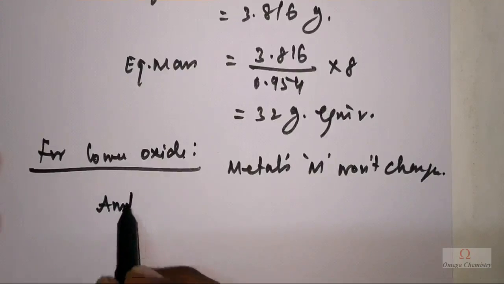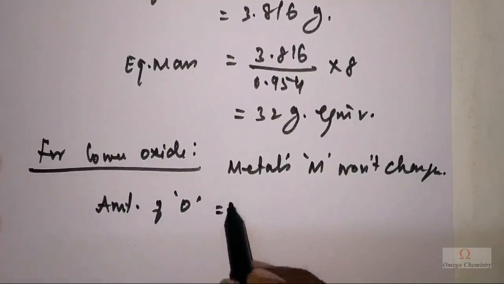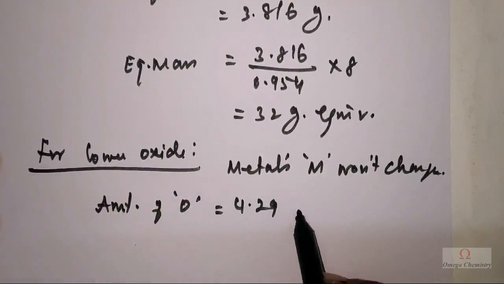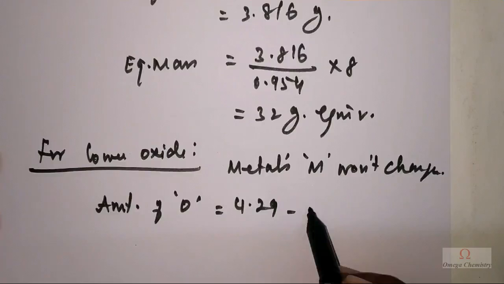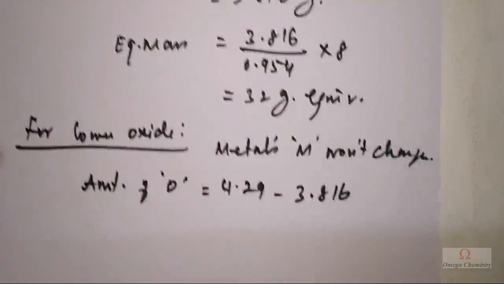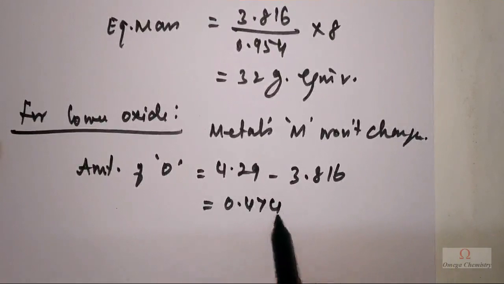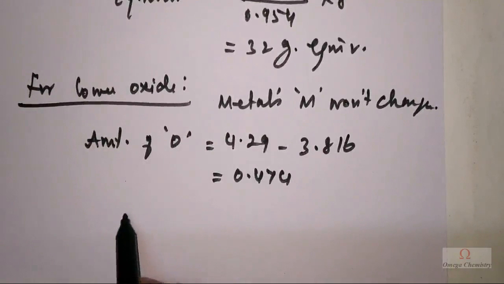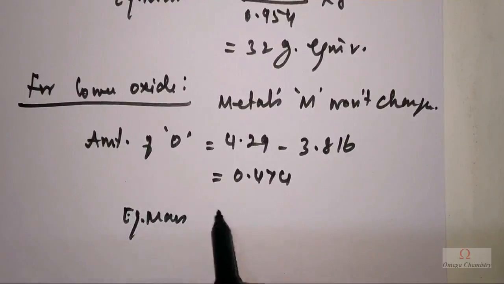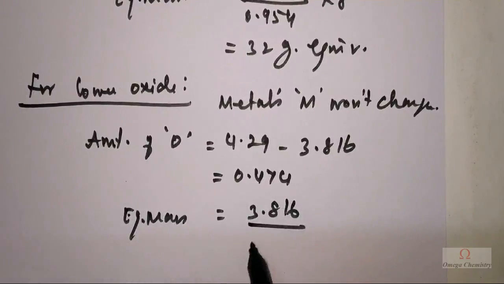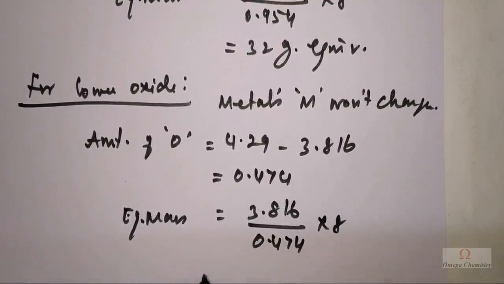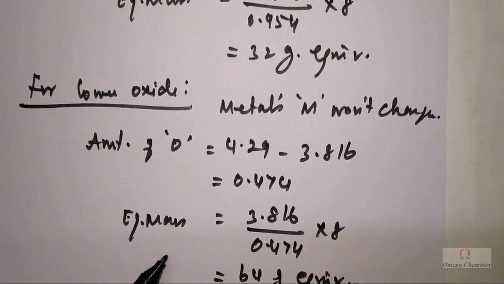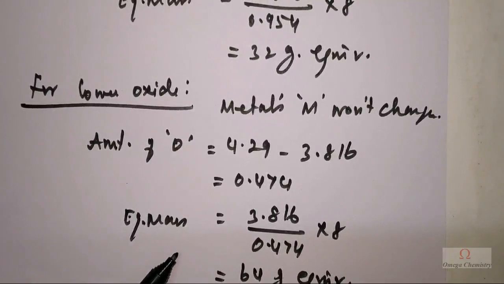So the amount of oxygen in this one can also be easily calculated, because I know that 4.29 is the mass of the lower oxide, from which I am going to subtract the known value, that is the metal's mass. That will give me 0.474, which is the amount of oxygen present in that. Now using the same formula, equivalent mass is equal to the metal's mass, 3.816, divided by the mass of oxygen, 0.474, into 8, which gives me 64 gram equivalent. So the metal in the higher oxidation state is 32 gram equivalent, and in the lower oxidation state it is 64 gram equivalent.